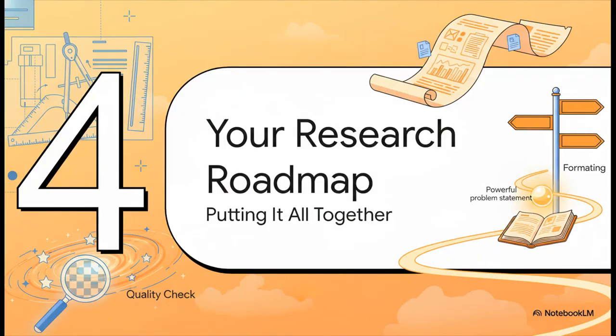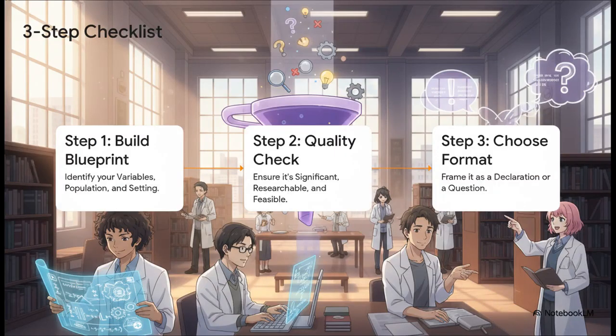All right, we have covered a ton of ground, haven't we? The blueprint, the quality check, the formatting. Let's just condense all of this into a simple, actionable roadmap that you can use to craft your own powerful problem statement. Here it is, your three-step process. It's that simple. First, you assemble the structural parts using that blueprint template. Second, run it through the quality filter. Ask yourself, is it significant, researchable, and feasible? And then third, just pick the format that best suits your study. If you follow these steps, you are going to have a problem statement that is ready to launch your research.